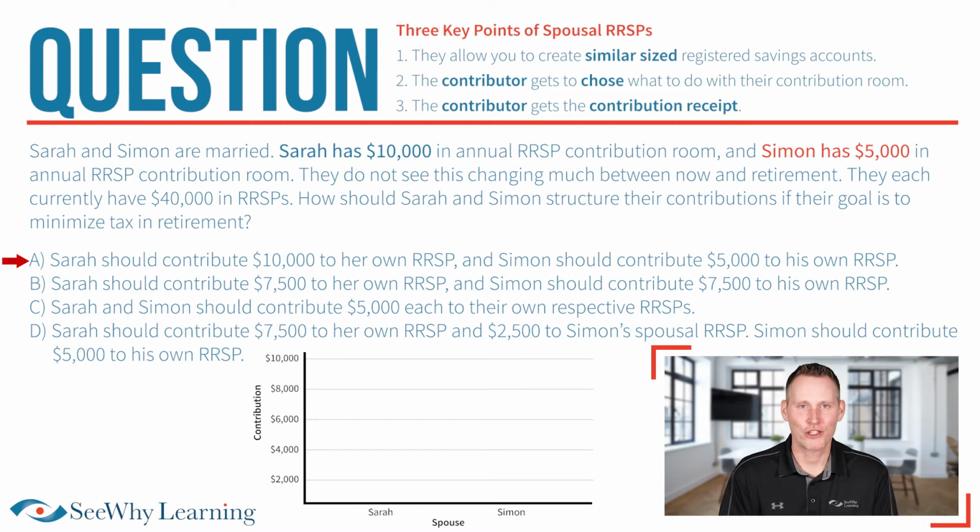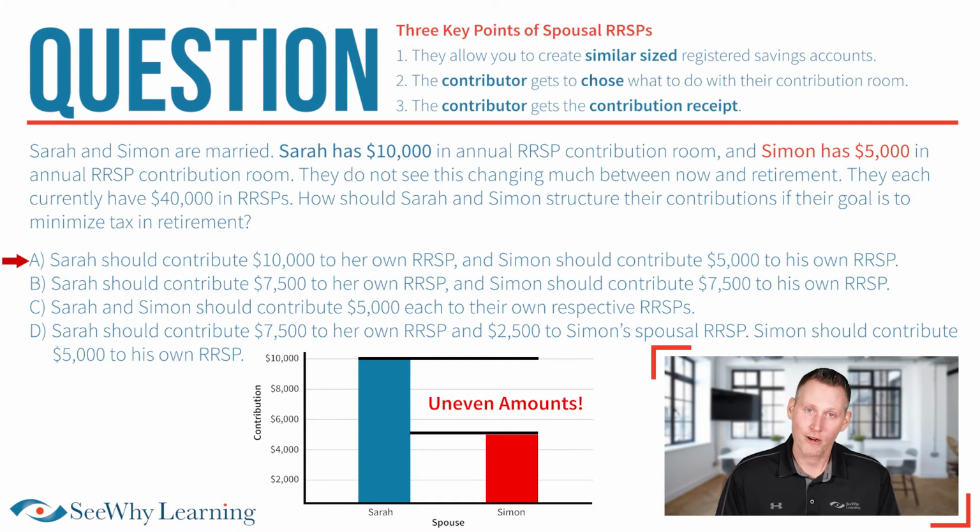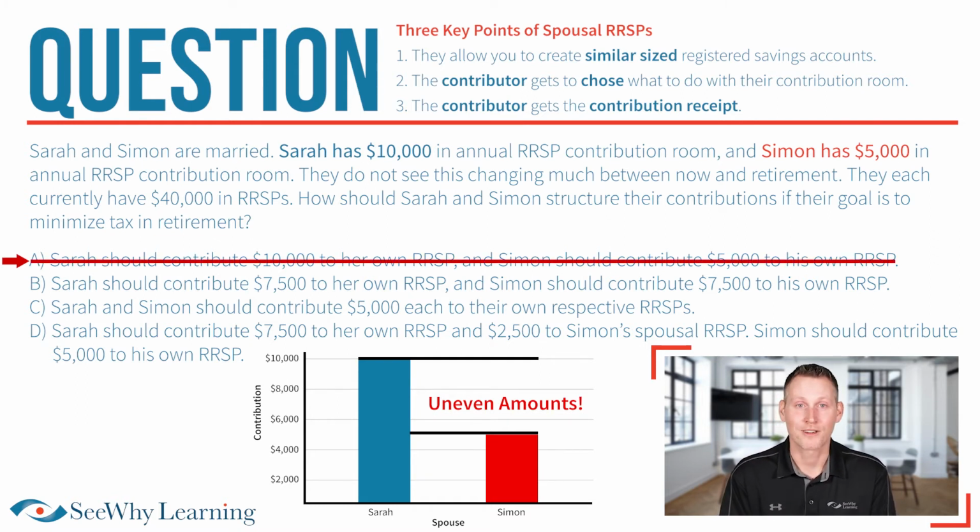Answer A, Sarah should contribute $10,000 to her own RRSP, and Simon should contribute $5,000 to his own RRSP. Well, this is possible as both are using their full contribution room for their own RRSPs. But structuring it this way would probably result in them having different amounts saved up by the time they retire. So Sarah may have to withdraw more from her RRSPs than Simon, putting her in a higher tax bracket, and given what we're being asked, this isn't a great answer.